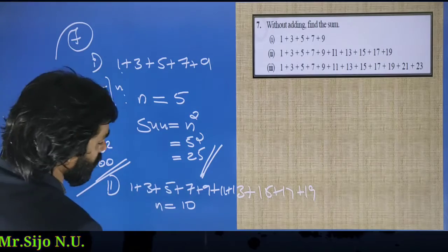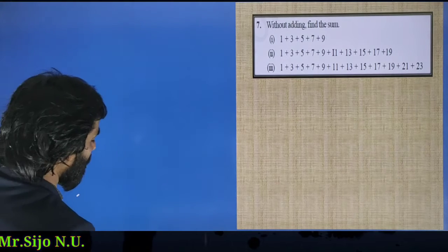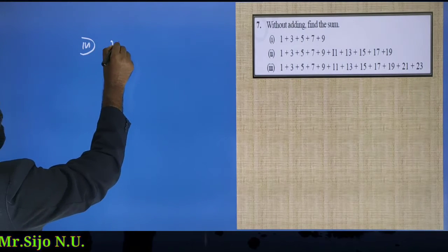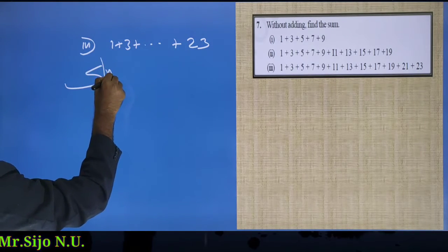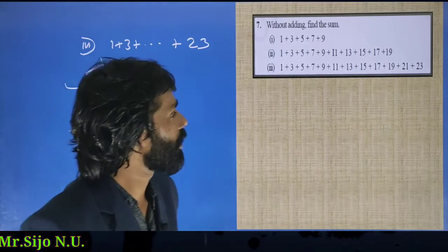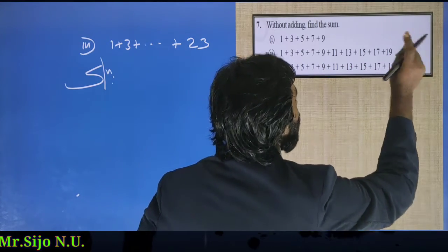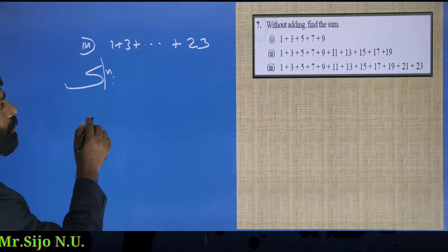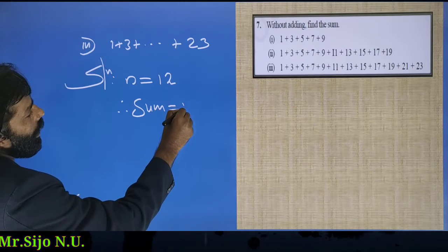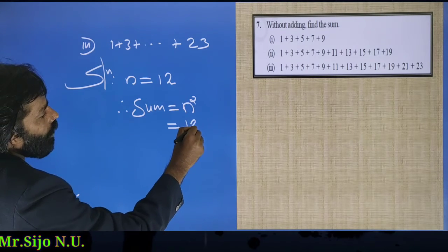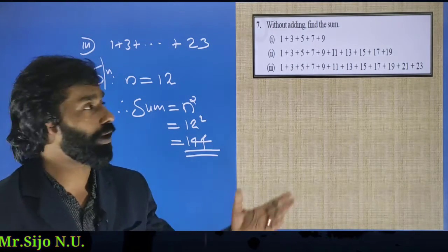Well, now consider the third question. This also follows the same pattern. The third question: 1 plus 3 plus etc. plus 23. We need to know how many odd numbers are here. Let us check: 1, 2, 3, 4, 5, 6, 7, 8, 9, 10, 11, 12. There are 12 odd numbers. The value of n here is 12. Therefore, we can say the sum is equal to n square. That means 12 square, which is 144. So without actual multiplication, by using the property, we are getting the answer.